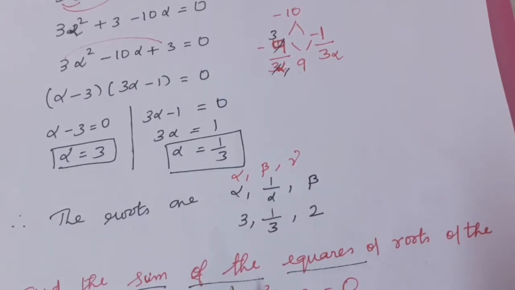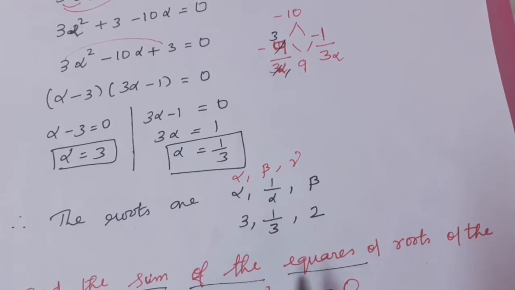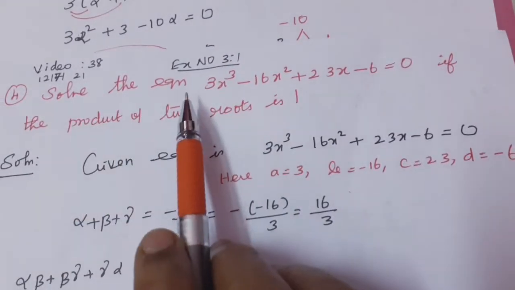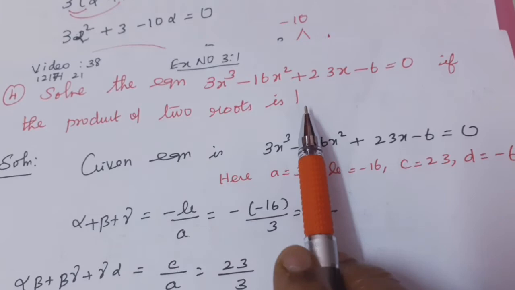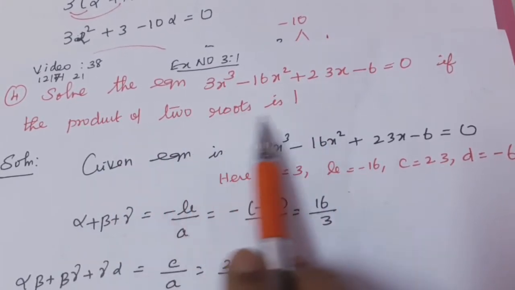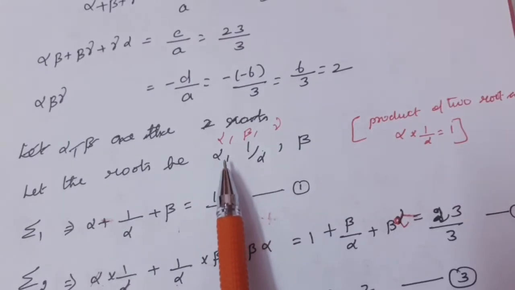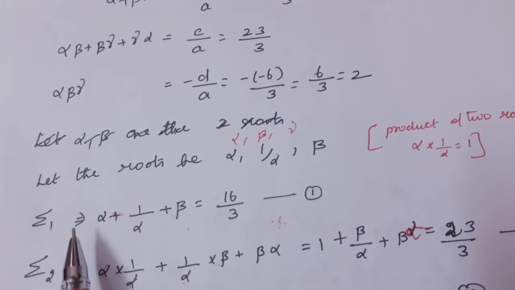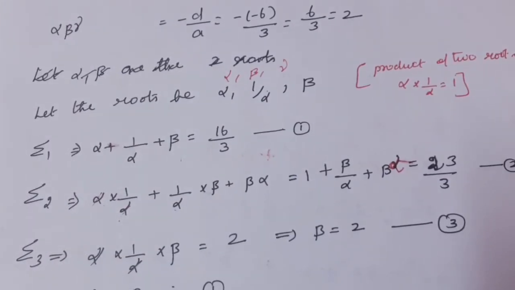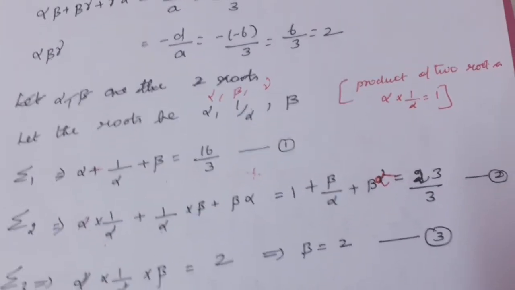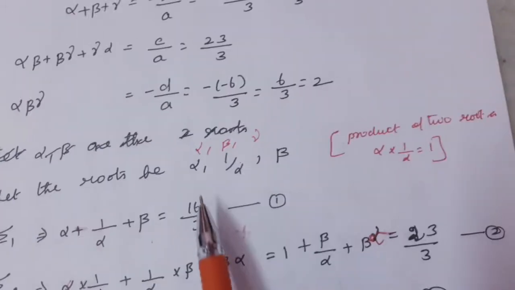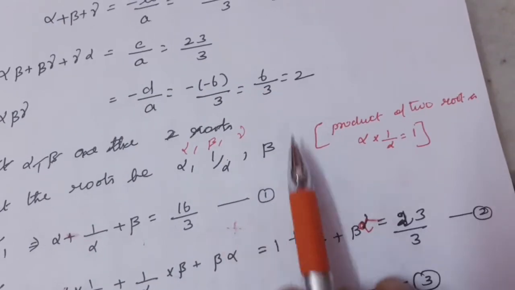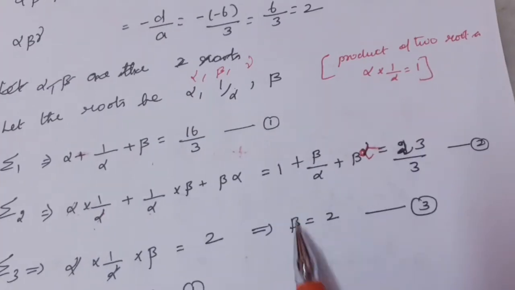Therefore, solve the equation. What is the question given? Solve the equation; the product of two roots is 1. Using the concept, let the roots be taken as alpha comma 1 by alpha comma beta. That is a very important step. Using summation of 1, summation of 2, summation of 3, we solve the equation. First we find the value for alpha. After finding alpha, next we substitute the result. In equation 3 itself, we get the result for beta equal to 2.